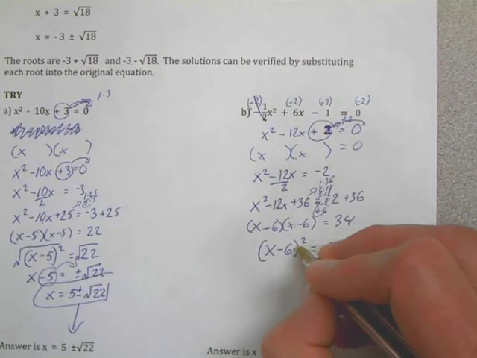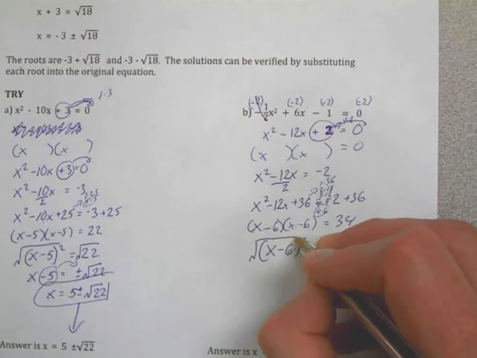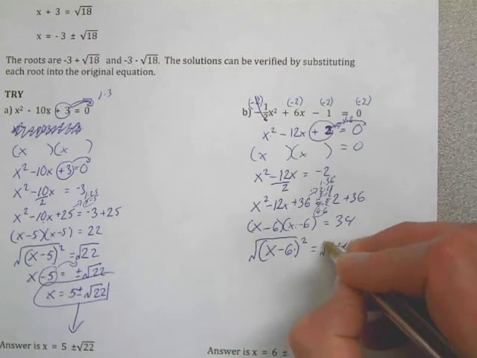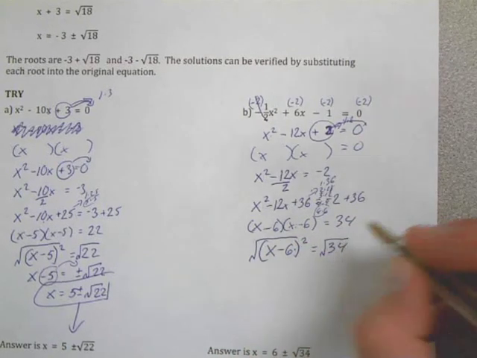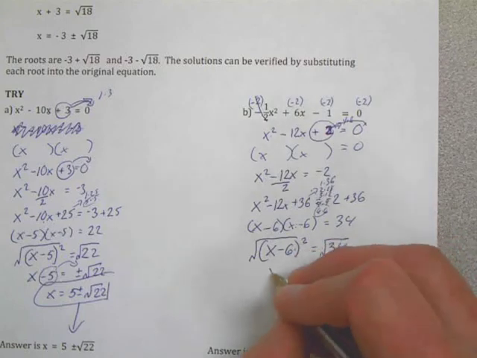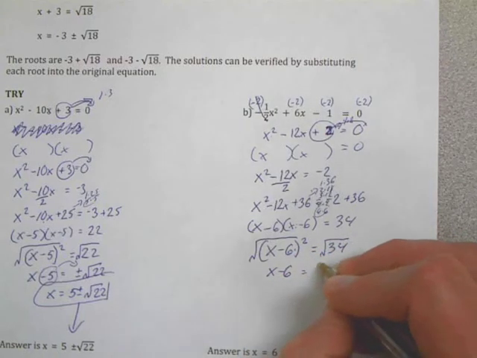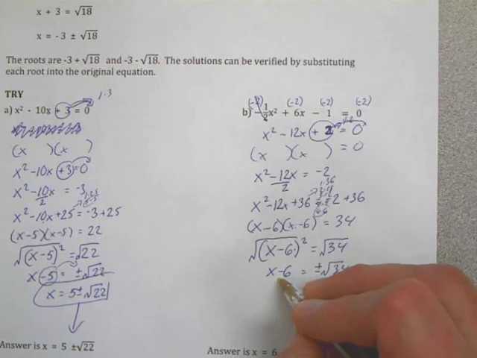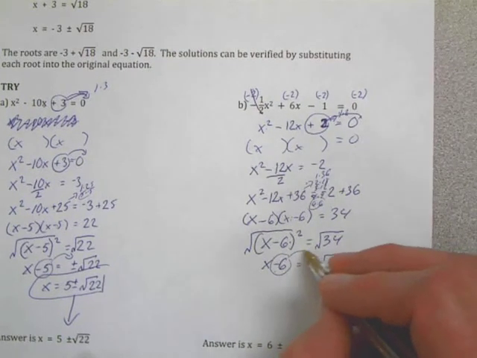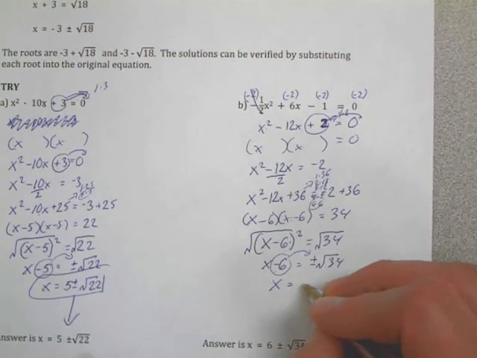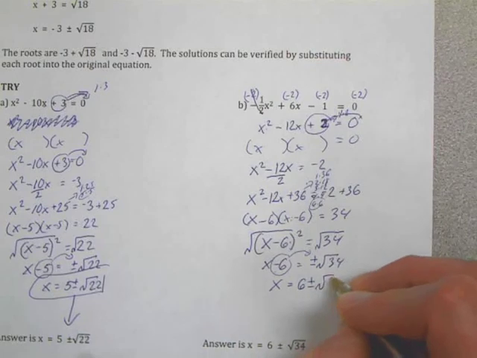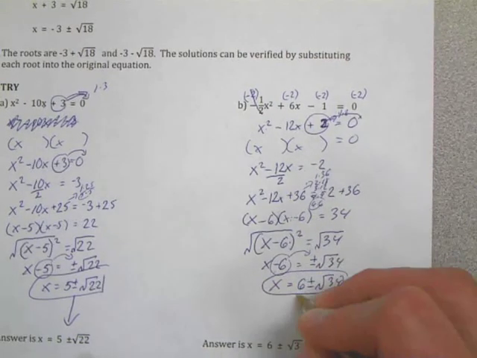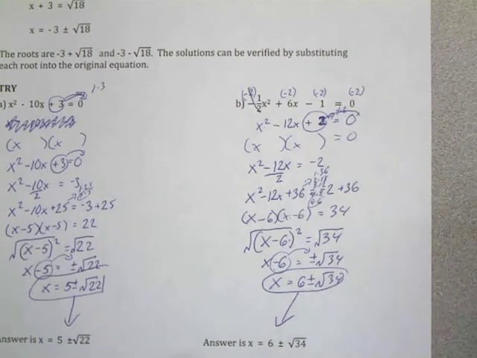Get rid of the square, get rid of this 2, so I square root it. What I do to one side, I must do to the other side. So this now becomes x minus 6 is equal to plus or minus the square root of 34. I want x by itself, so the 6 comes over and x is equal to 6 plus or minus the square root of 34. Same answer. There you go.